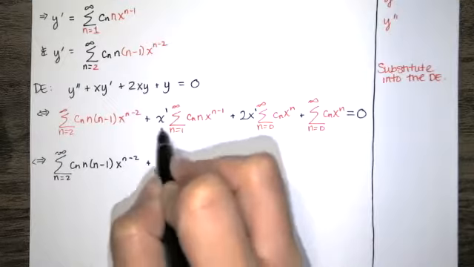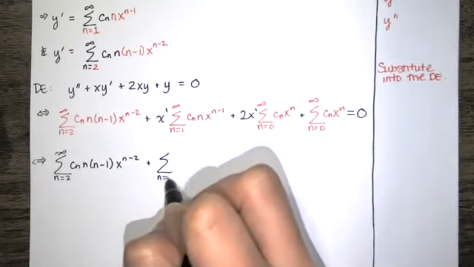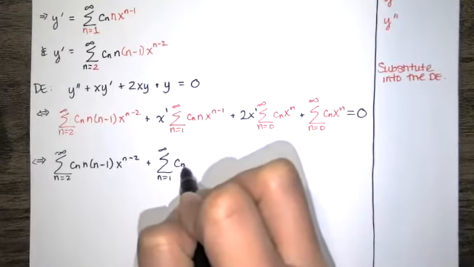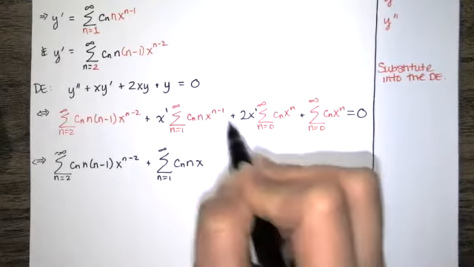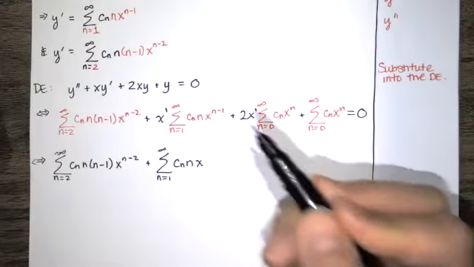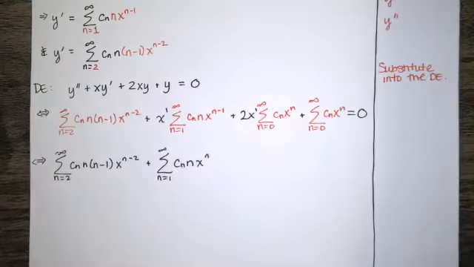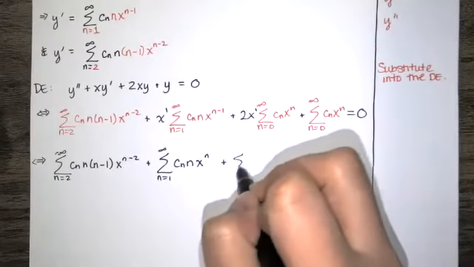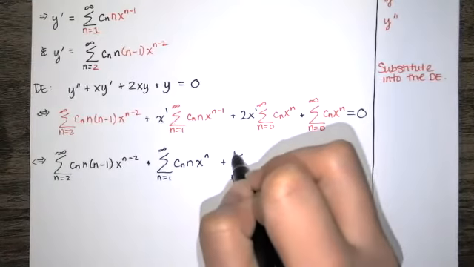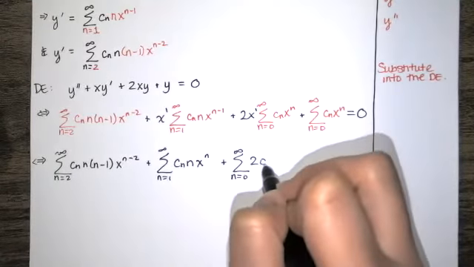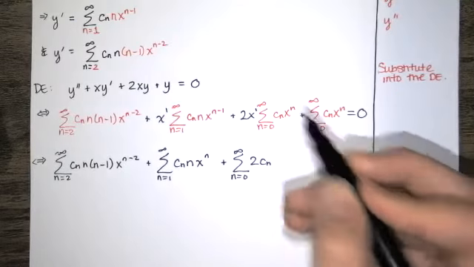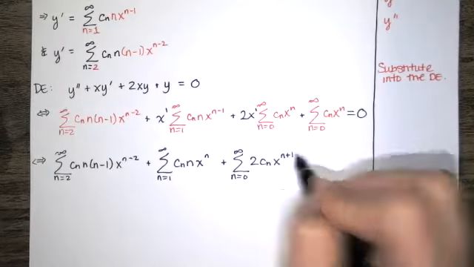So when I distribute that x to the first inside this summation, what I get is c sub n times x to the n minus 1 times x to the first. And when you add the exponents, you get an x to the n there. Over here, I'm distributing the 2. Then x to the first times x to the n is going to be x to the n plus 1.